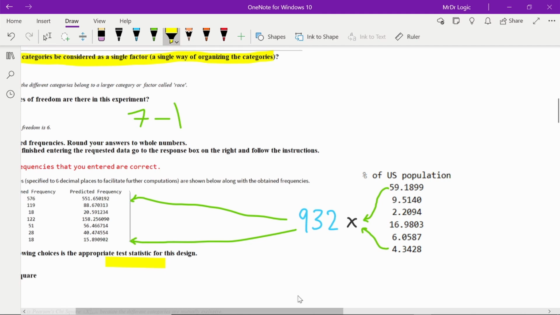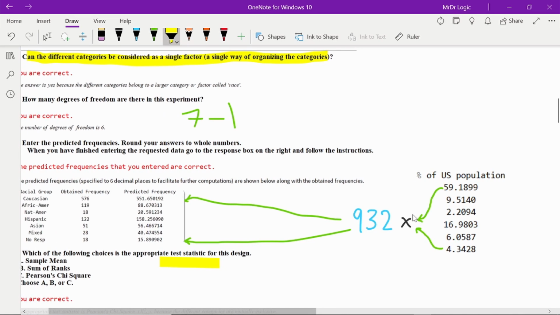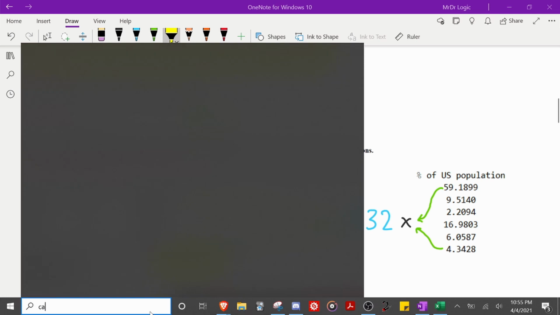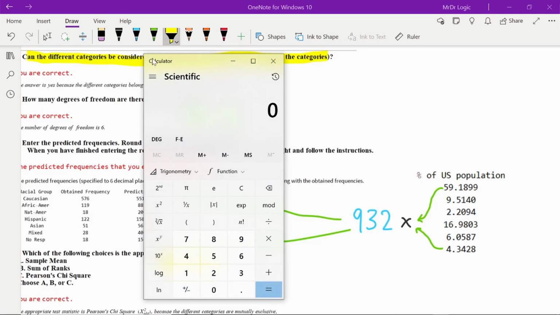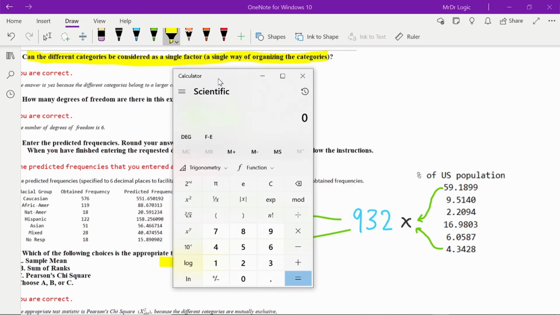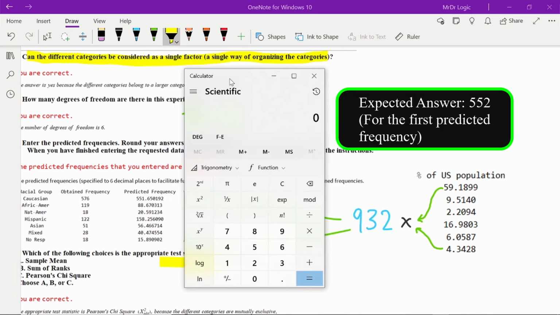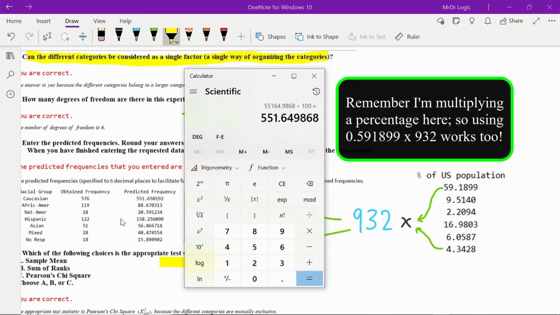You know, I'll just scroll out. So for each population, you multiply it by 932. So if I just pull out the calculator, pull it down, and if we compare the thing, so we'll just put 576, nope, 932 times 59.1899. We immediately get that, but of course, divided by 100, we get 5510.